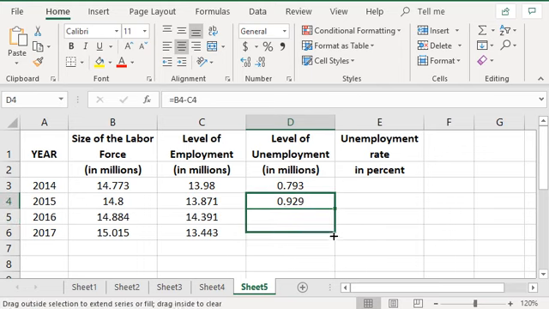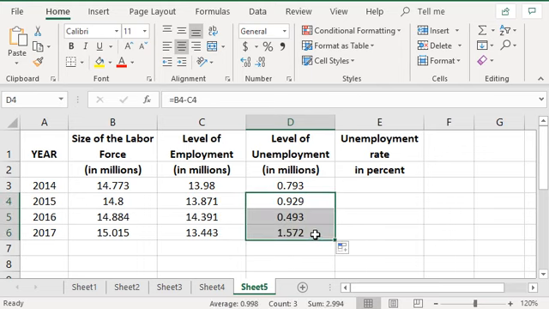Now again, this is Excel, so all you have to do is pull that down. So it looks like the level of unemployment is highest in 2017, where 1.572 million people are looking for work. In order to be considered unemployed, you have to be looking for work.